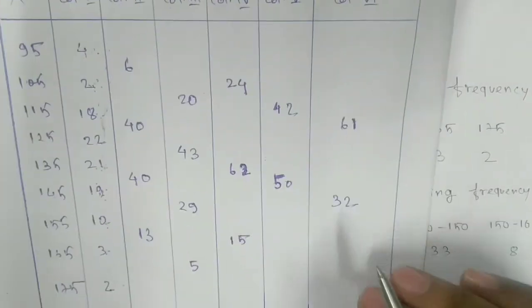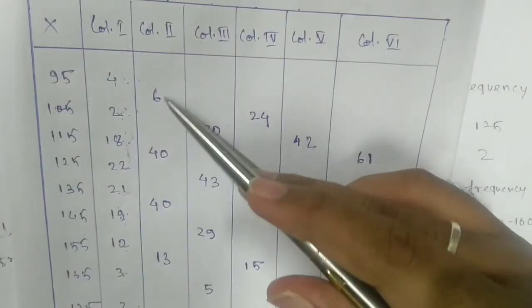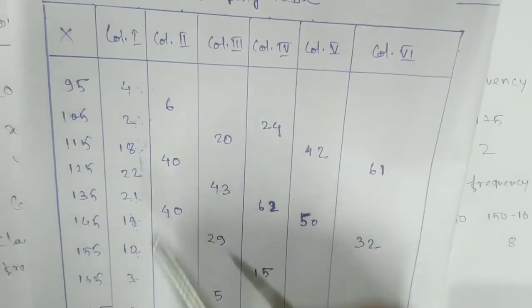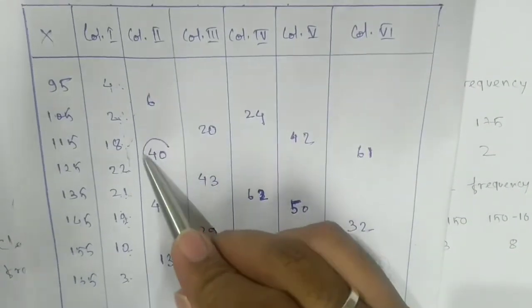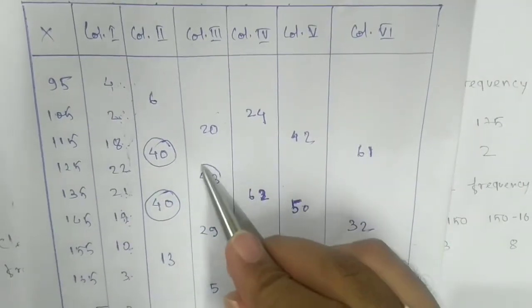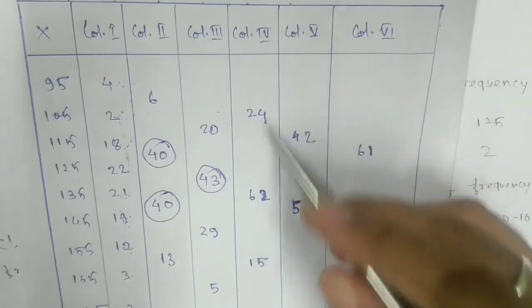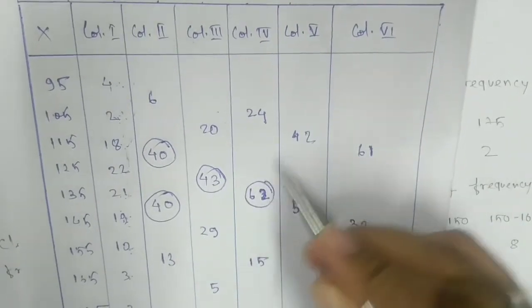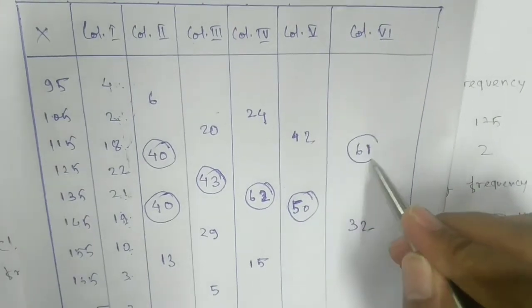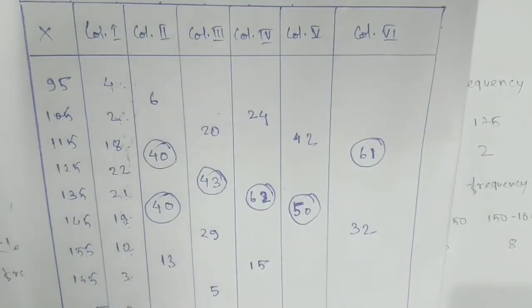Now, after that, you need to find the highest one. So here you can see, and we will circle it. Highest one is what? 40, 40. And this one highest? 43. And this? 62. And this? 50. And this? 61. Okay.